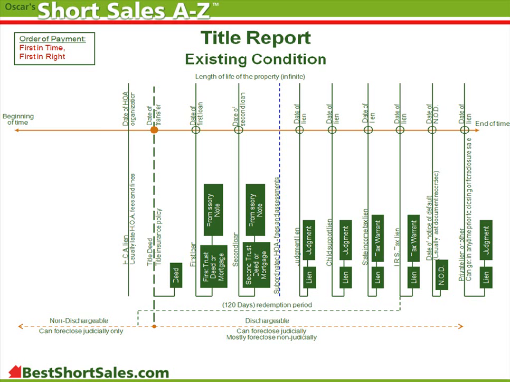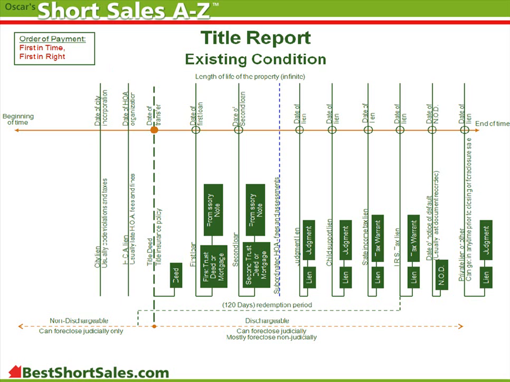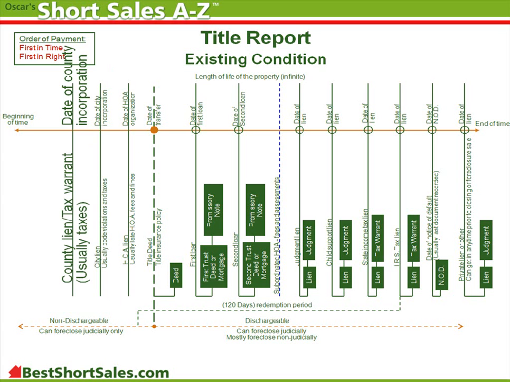The next highest order of seniority is at the city level. Any city lien or assessment is senior to the HOA. These liens tend to be code violations and assessments. The next and usually highest level of seniority is at the county level. Any county lien is senior to just about everything else. This tends to be property taxes.